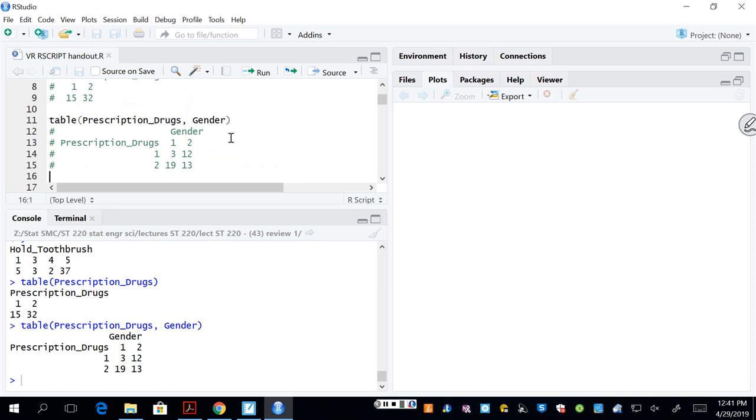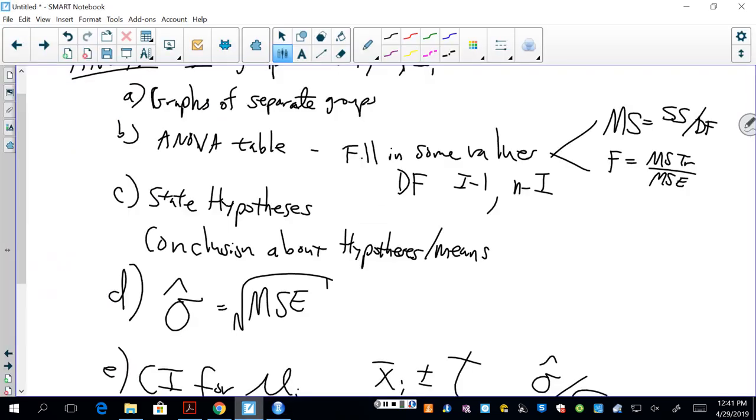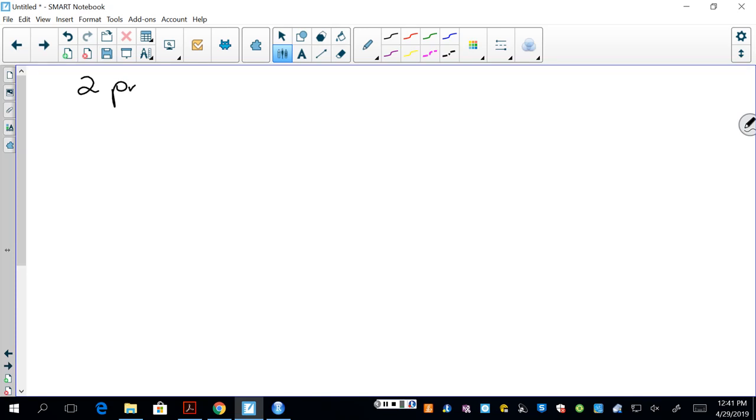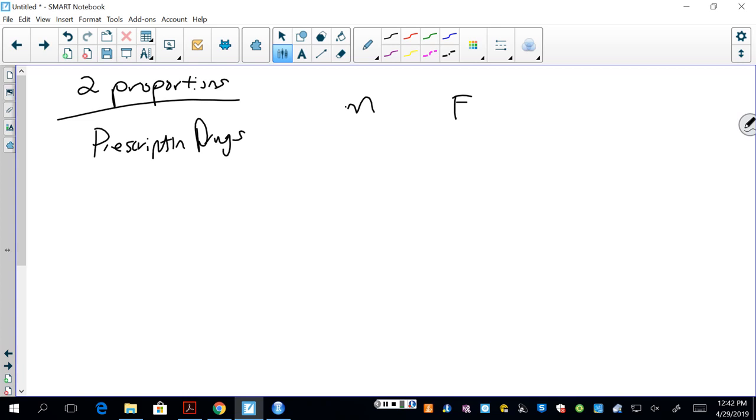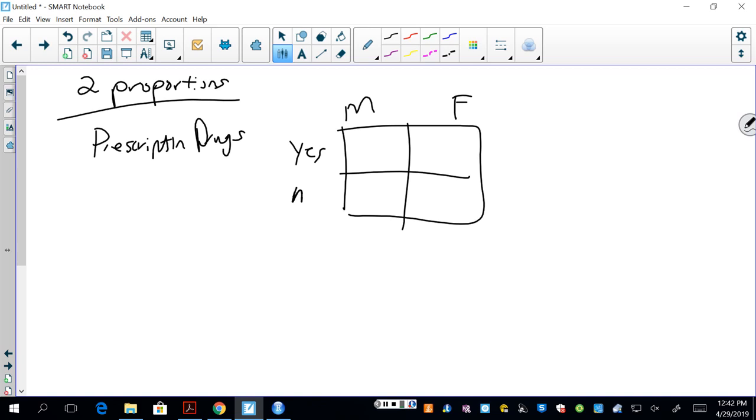You get these different rates. One part of our test, I said, would be two proportions. We'll come back to ANOVA as we get to it through this list. In terms of taking some prescription drugs, there are males and females, and we have this two-way table out of that. Yes or no were the two responses.